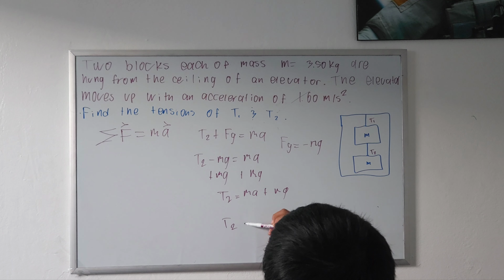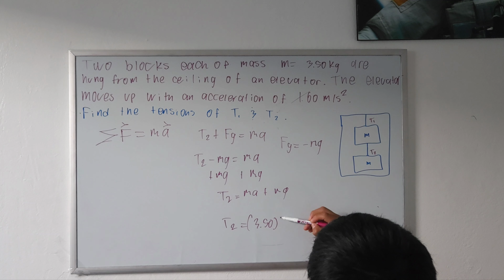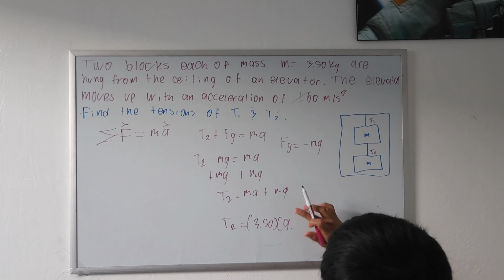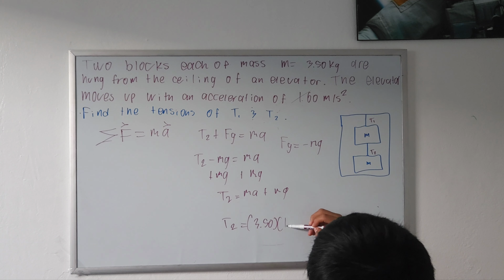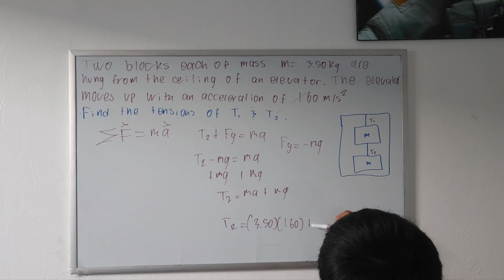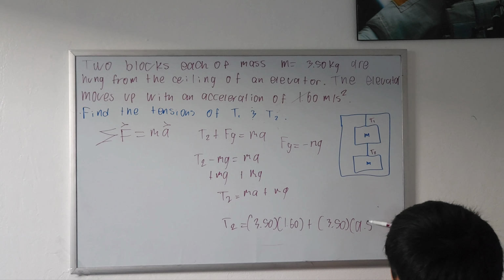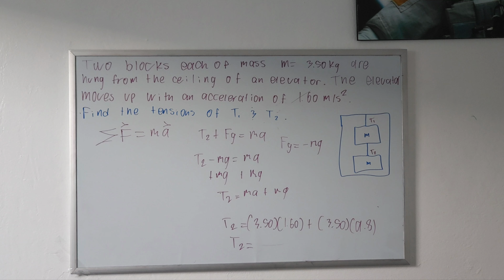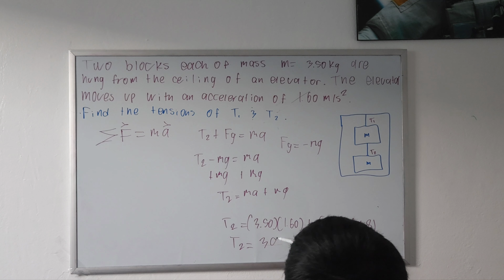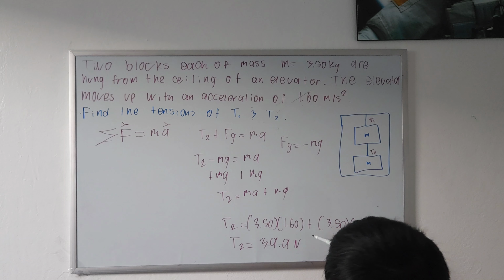Plug in everything that you know now. M is 3.5, the acceleration of this is 1.6, plus the mass, which is 3.5, and then the acceleration due to gravity, which is 9.8. And then you'll get that T2 is equal to 39.9 newtons.